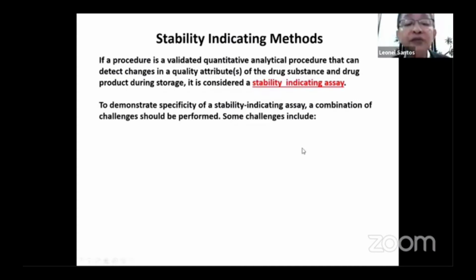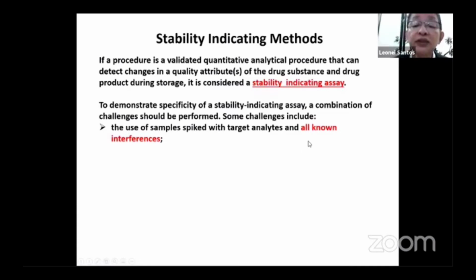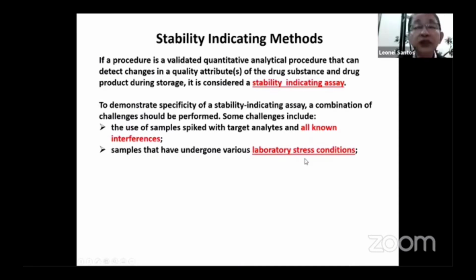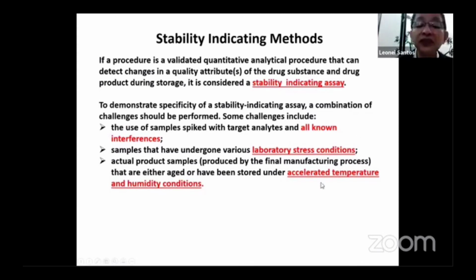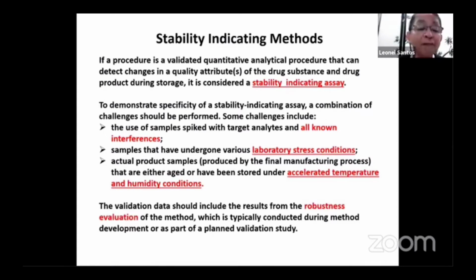To demonstrate the specificity of a stability indicating procedure, all known interferences must be tested, or you can even develop a protocol for a laboratory stress condition, meaning you stress the sample with different conditions: adding peroxide, adding acid or base, adding light, and so on and so forth. You can accelerate the temperature and humidity conditions of your sample. This is to force your sample to degrade so that you can monitor the degradants while still maintaining specificity.